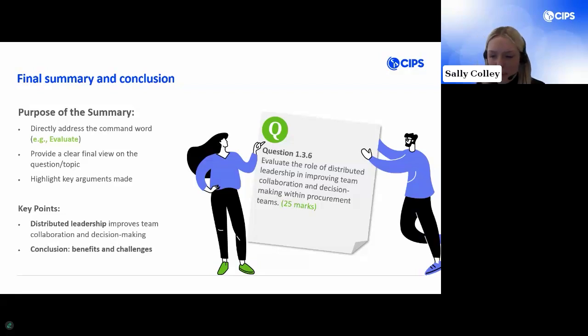So remember, your summary isn't just a recap. This is your chance to reinforce your key arguments, provide a clear and evidence-based conclusion, fully answer the question and show your critical thinking. So a well-crafted summary makes sure that your answer is complete, directly answers the question and addresses the command word effectively, helping you get those final marks.